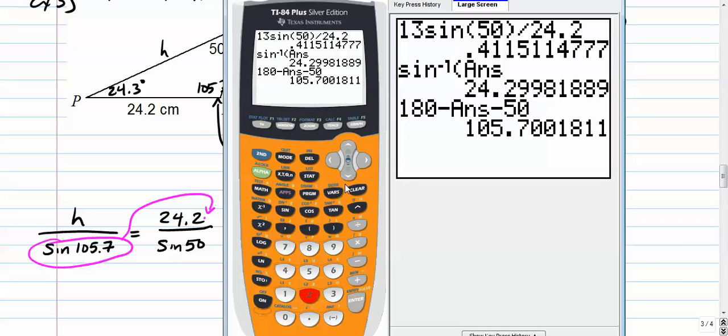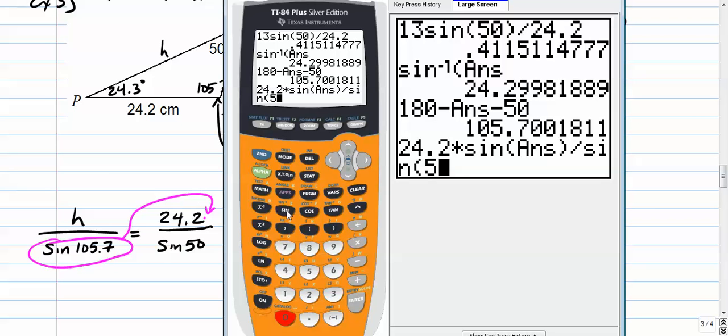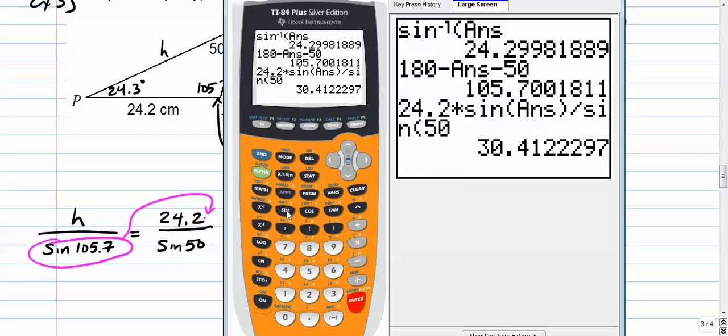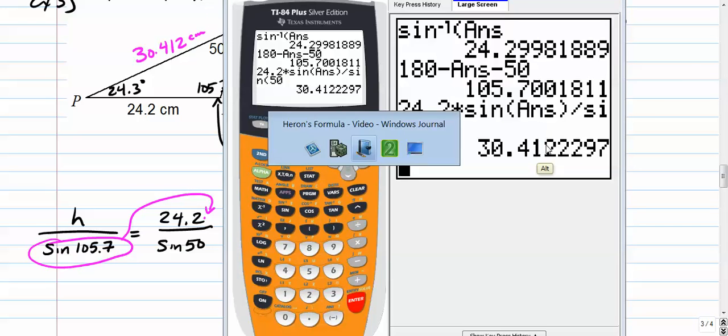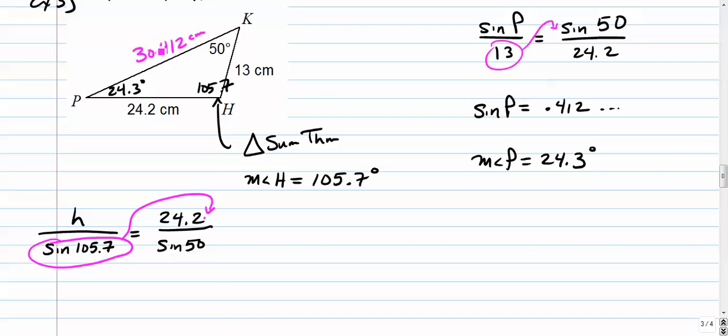So we have 24.2 times the sine of our answer. Again, we want to continue to use our calculator's answer function over sine of 50. And this will give us the length of segment H, lowercase h, 30.412. So this little guy right here is 30.412 centimeters. Pretty darn close to it anyway. It has more decimals to it, but right now we'll just write that down on the screen.